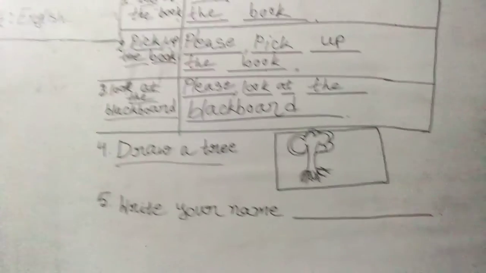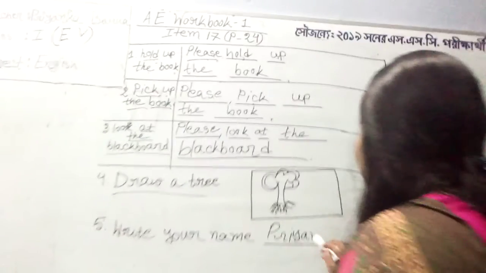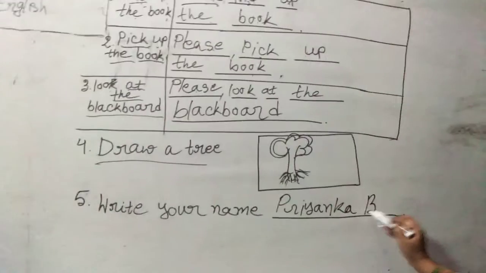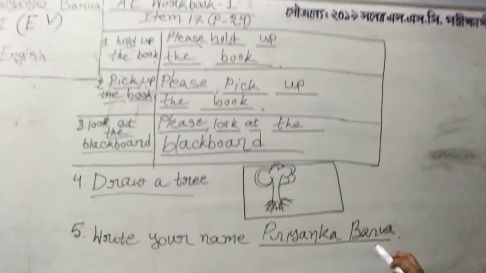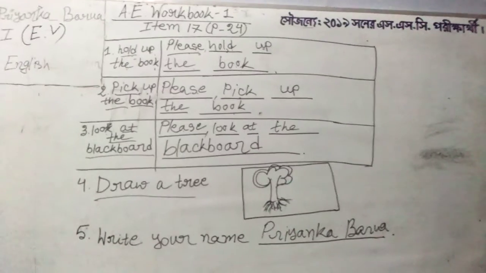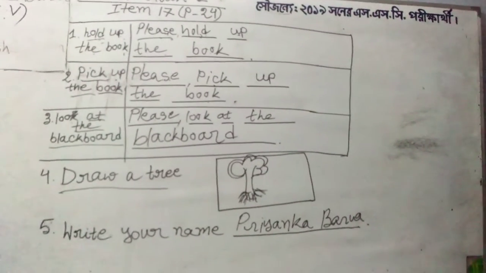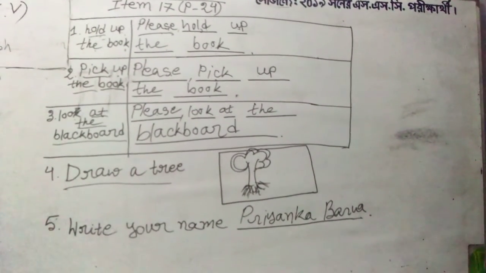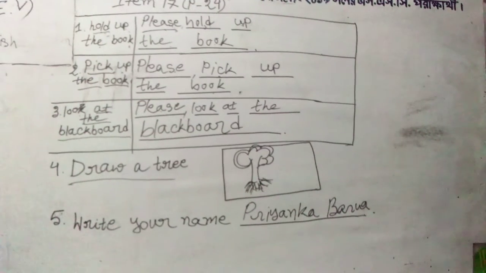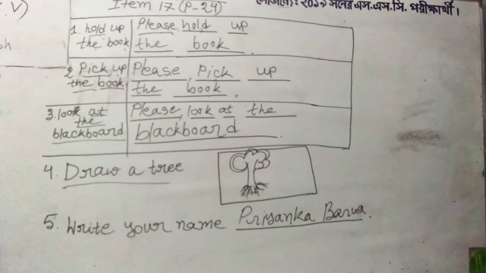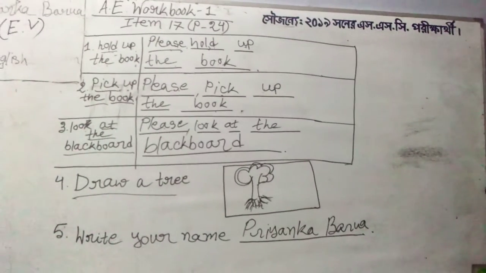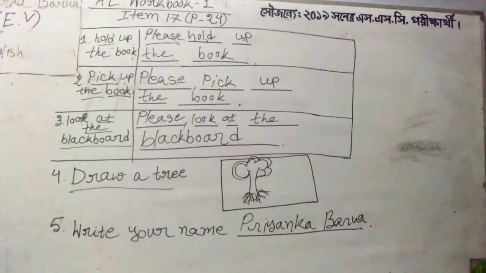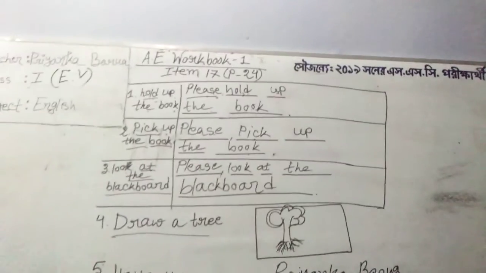Okay, so you have to write down the whole name along with your surname, like Priyanka Barua. See, your teacher's name is Priyanka and Barua is her surname. So in this way you also have to put the surname along with the name. Okay, that means your full name, your whole name. Your first name along with your surname. Okay, so was it too difficult for you?